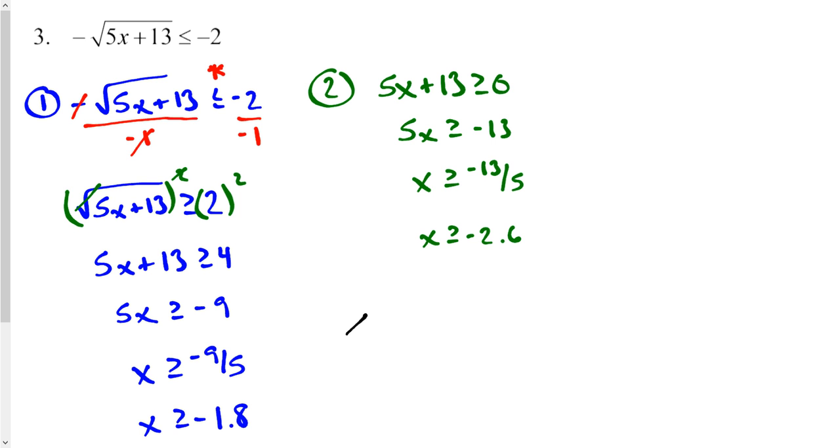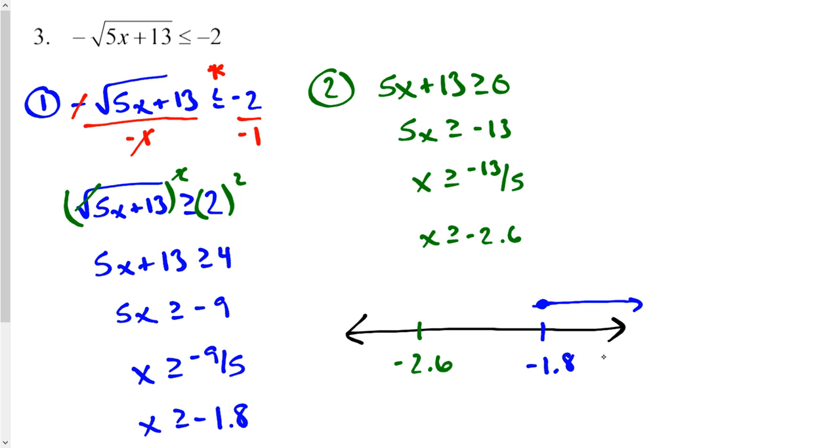So let's put it on a number line to help us figure out what our interval is going to be. So the more negative value here is negative 2.6. The more positive value is negative 1.8. Right? So x has to be greater than or equal to negative 1.8. Greater than or equal to implies a solid dot because it's including. We also know that x has to be greater than or equal to negative 2.6. So greater than or equal to is to the right.